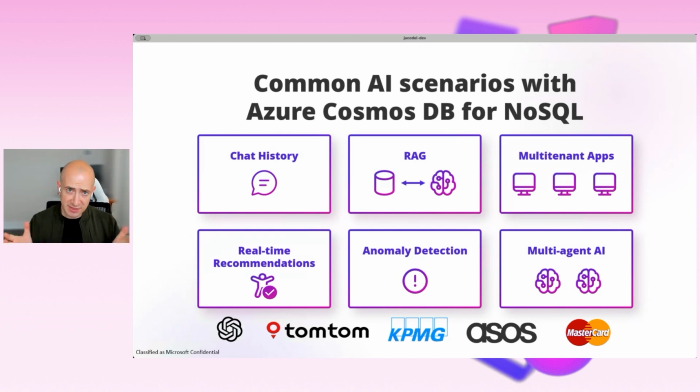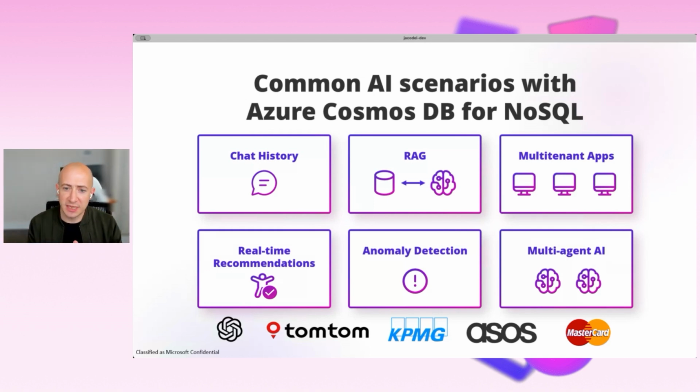Next, we have thousands of customers building multi-tenant apps in Cosmos DB. I talked about how multi-tenancy is built into Azure Cosmos DB, and so a lot of customers take advantage of that today in an AI-based scenario. We also have customers building real-time recommendation systems, anomaly detection systems, and multi-agent AI systems as well. These are really exciting things that our customers are developing and continuing to push to production.